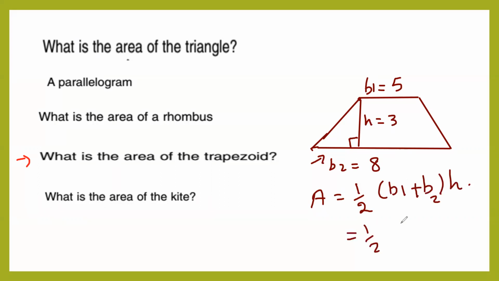The area is half the base 1, which is 8, plus base 2, which is 5, times the height, which is 3. Now I can just multiply these together. 8 plus 5 is 13, half times 13 is 6.5, times 3. And even if I'm working with inches, the final unit is inch squared, because the unit of any area is squared.